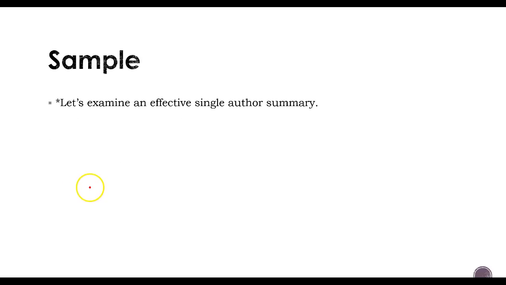So let's take a quick look at a sample summary. This is a single author summary, and it's written on the exact article that we looked at when we did the reading section. It's on that Andy Worster article, Won't You Be My Friendster? So let me flip over to that.